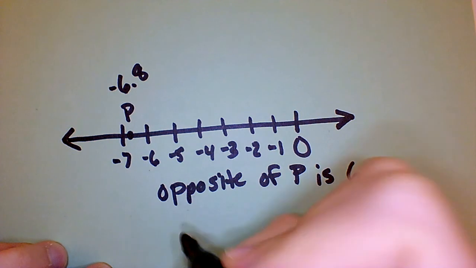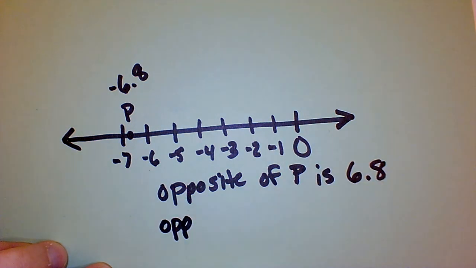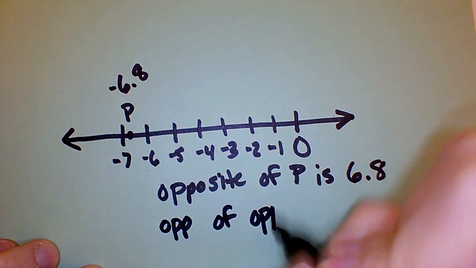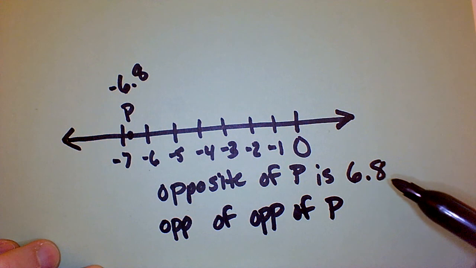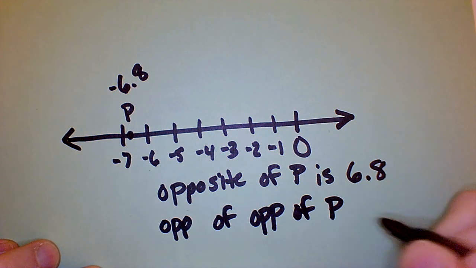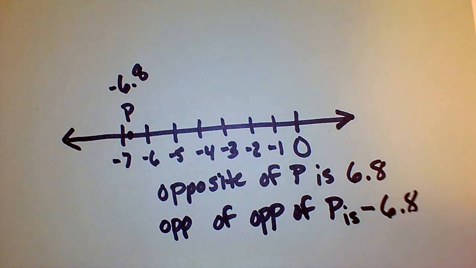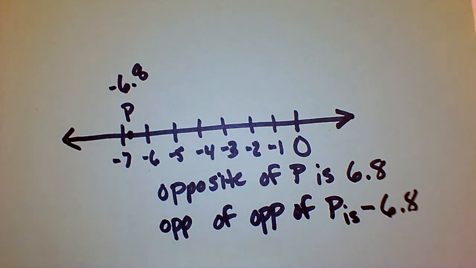What about the opposite of P? The opposite of P. Well, if the opposite is 6.8, the opposite of that is -6.8. So it's the same, or it's the original number, the original value.